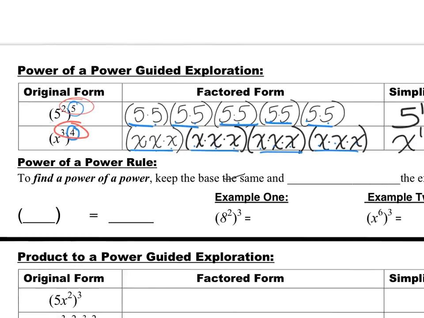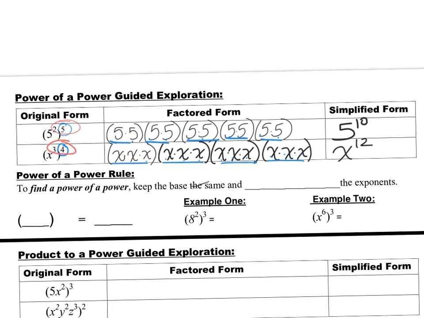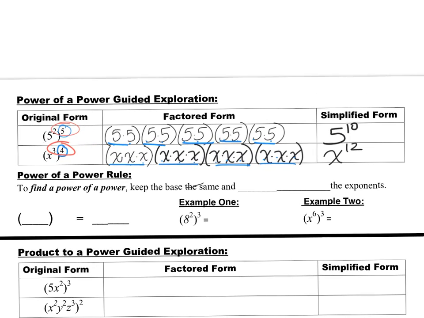So the power of a power rule states that we need to keep the base the same and we multiply the exponents. So algebraically that would be denoted, let's say, with a base of a that was raised to the mth power, and then to the nth power would be a to the m times n.